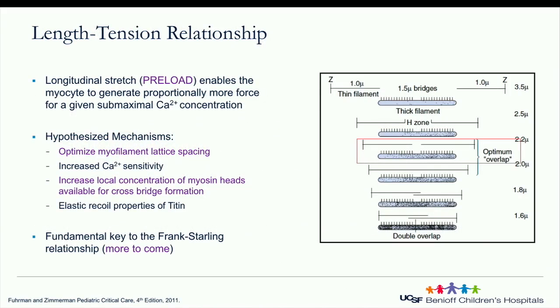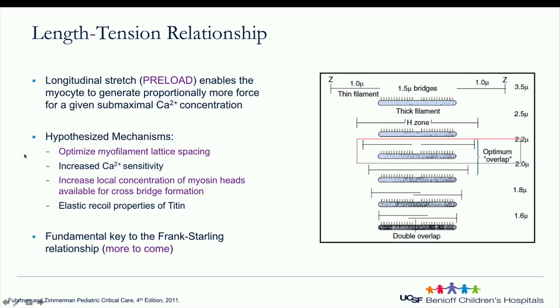One of the fundamental principles governing excitation-contraction coupling is the concept of the length-tension relationship. Simply put, this is the fact that longitudinal stretch of the myocyte is going to enable the myocyte to generate proportionally more force for a given concentration of calcium. This is the principle that is underlying the Frank-Starling relationship, where increasing preload leads to increased stroke volume.